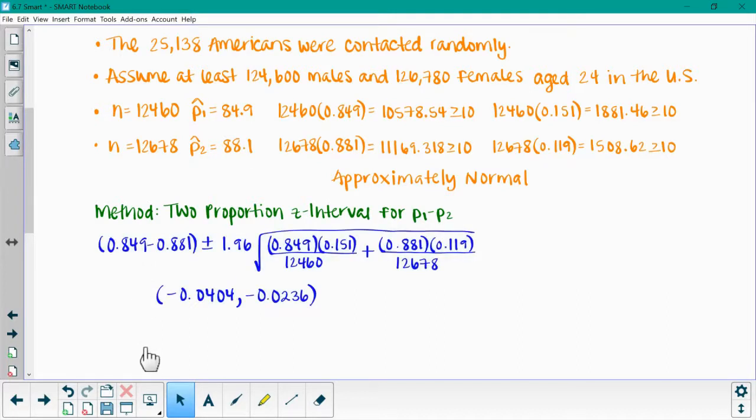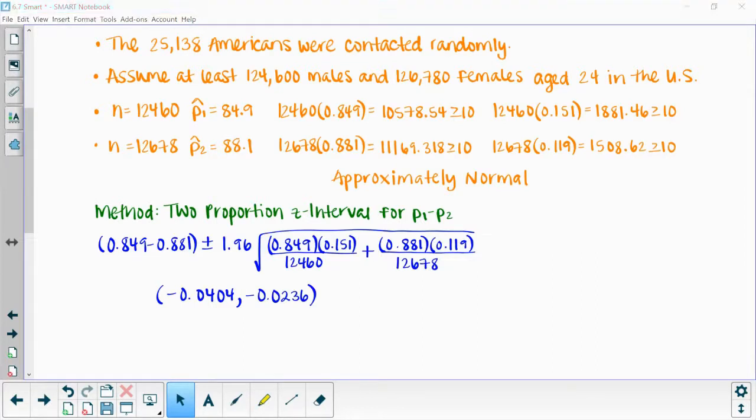So I plugged in what I knew into my formula. 0.849 minus 0.881 plus or minus. I'm doing a 95% confidence interval again. So that's a Z star of 1.96. And I have my standard error calculated with P1 hat in 1, P2 hat in 2. This gives me a confidence interval of negative 0.0404 to negative 0.0236.